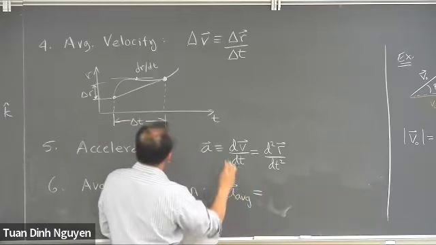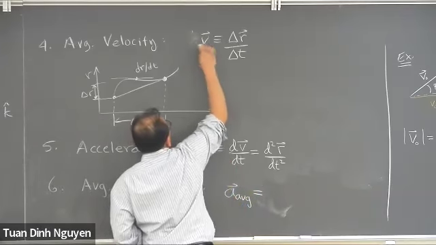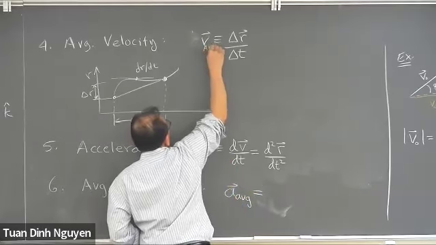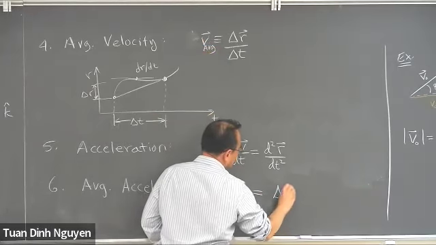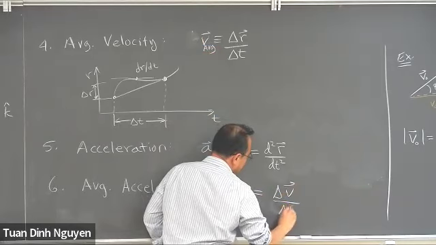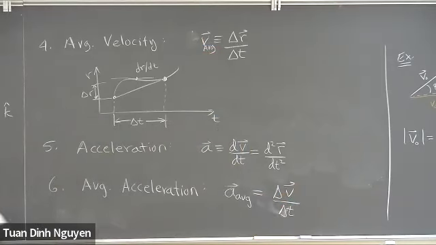Oh, wait. I didn't mean to write delta here. I meant to have a average. So a average is delta v over delta t. Is everybody clear about this?